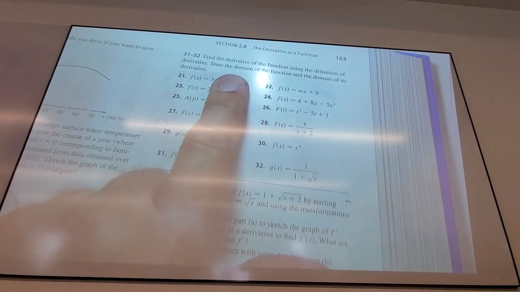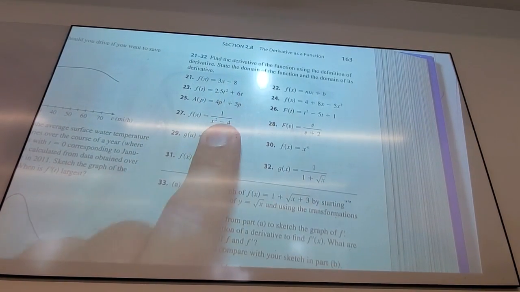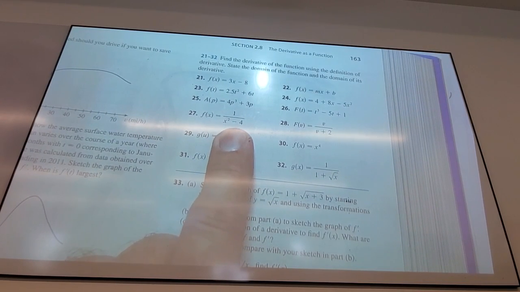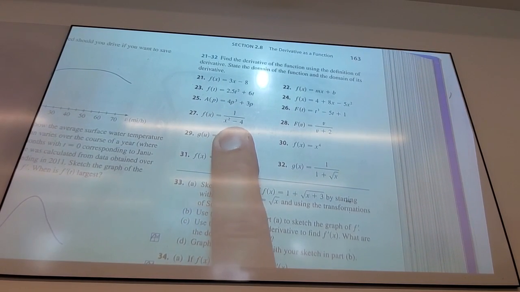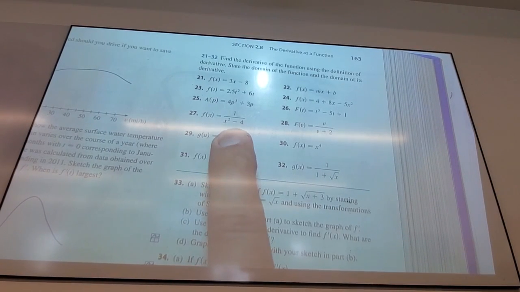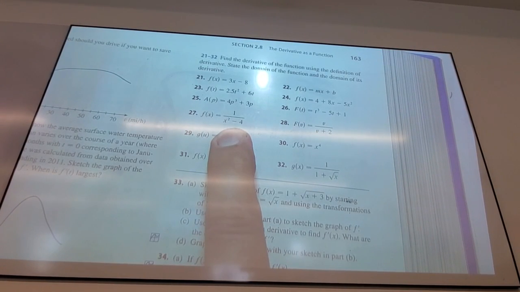And the second part says state the domain of the function. Can anyone tell me the domain of this function just looking at it? Negative infinity to negative 2. It can't be negative 2. It can't be negative 2 or positive 2. All right, so everybody with me? Plus or minus 2, because you can factor the bottom as x plus 2, x minus 2. Is that cool? Okay.